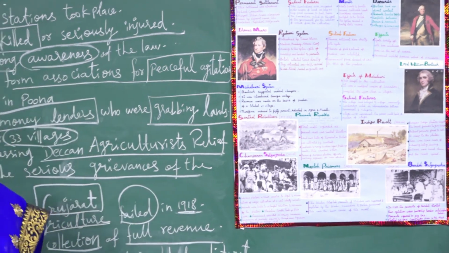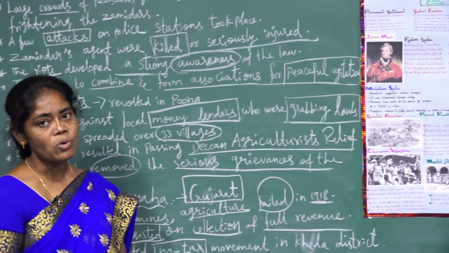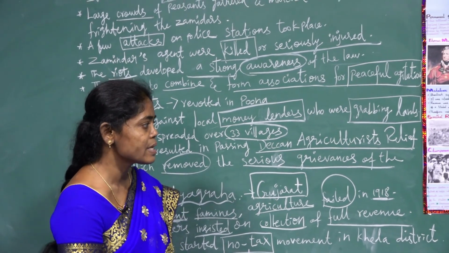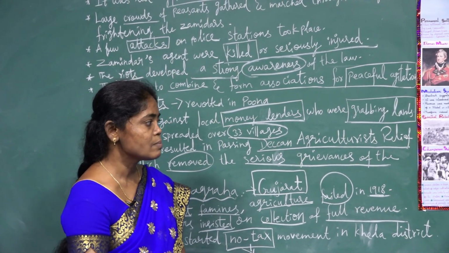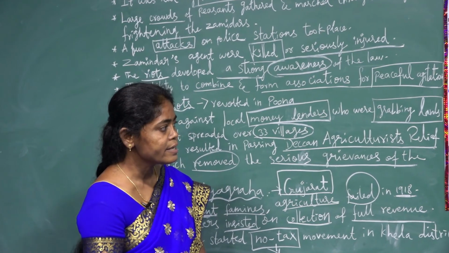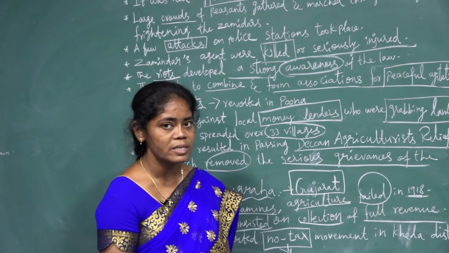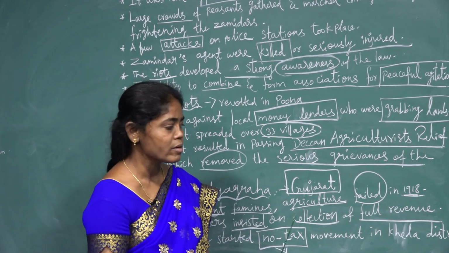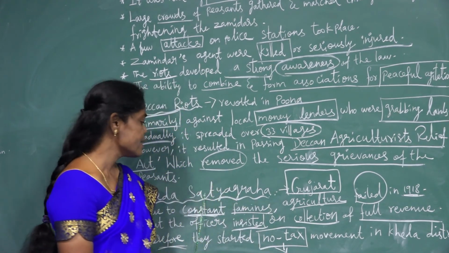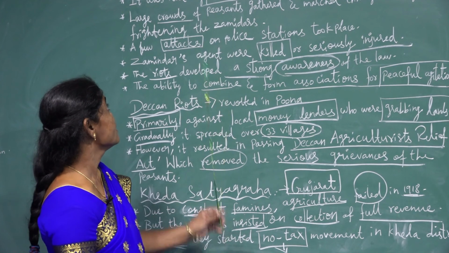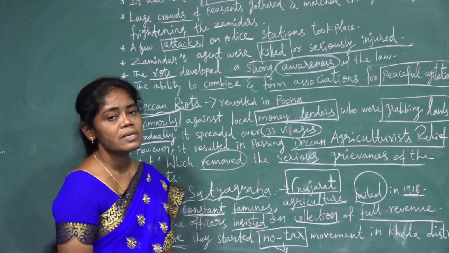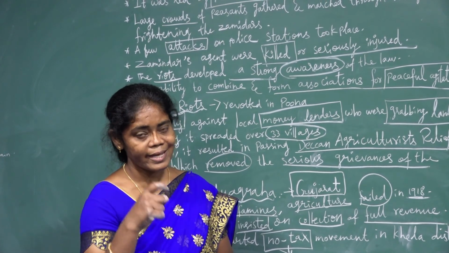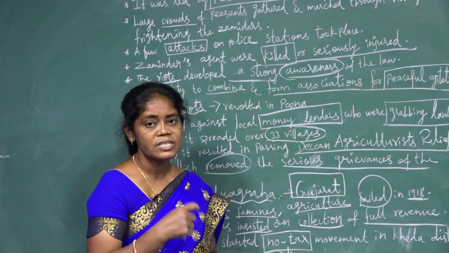So children, we have seen so far the revolts: the Santhal revolt, the Champaran Satyagraha, the Moplah rebellion, the Indigo revolt, the Bardoli Satyagraha, and then some riots, that is the Deccan riots. Next the Kheda Satyagraha, and then the Pabna revolt. All these revolts were started as agitation against the British.